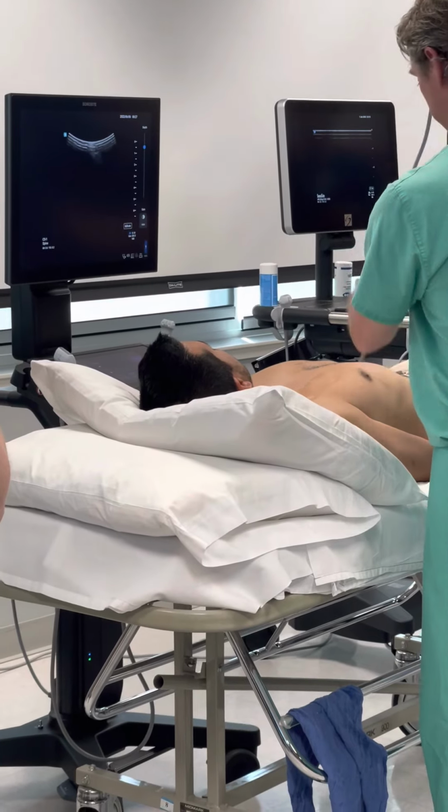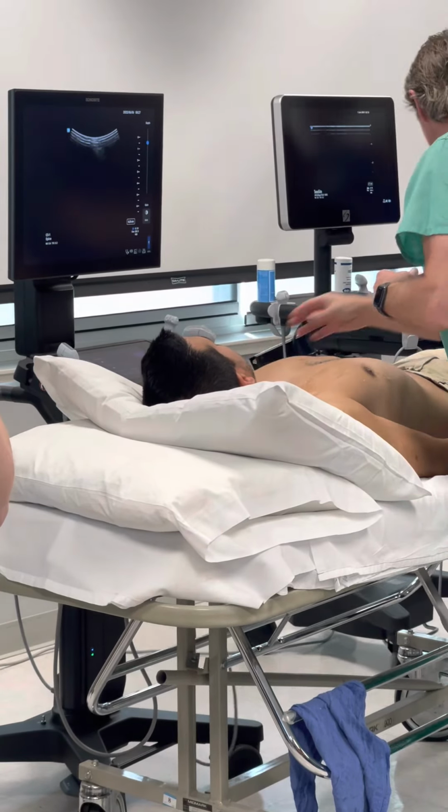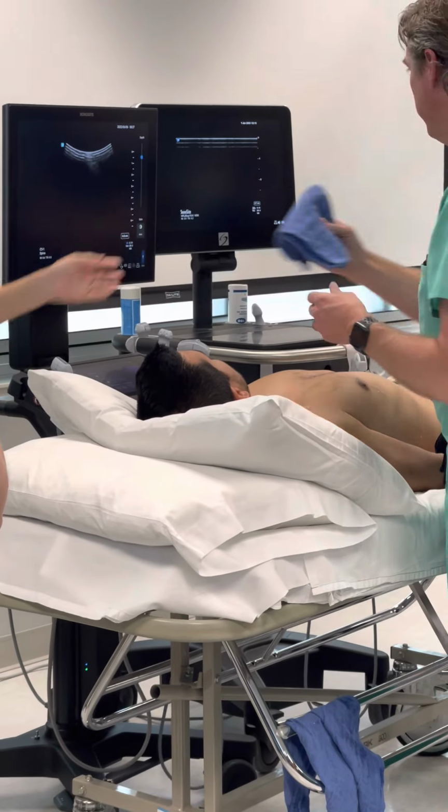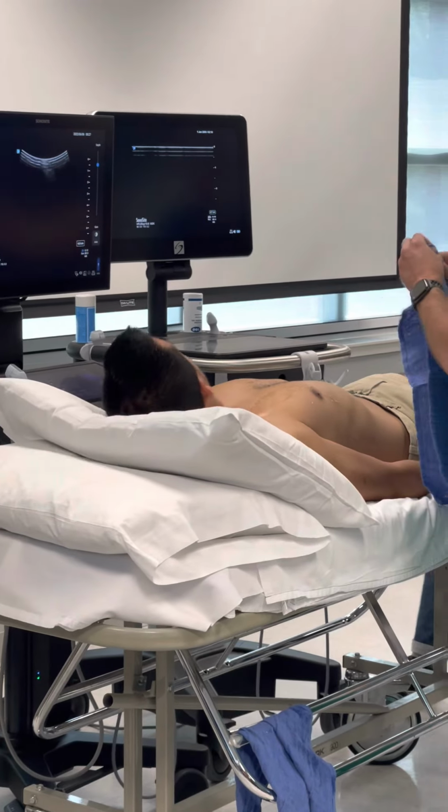That one fired up. All right, let's look at some towels. So do me a favor, you're going to select the probe.